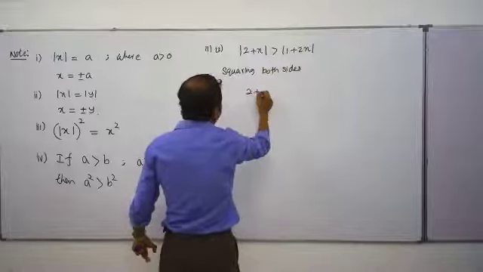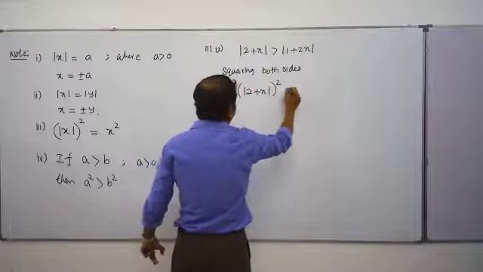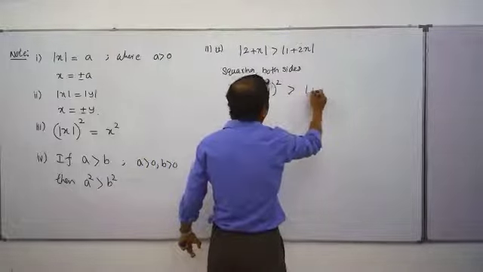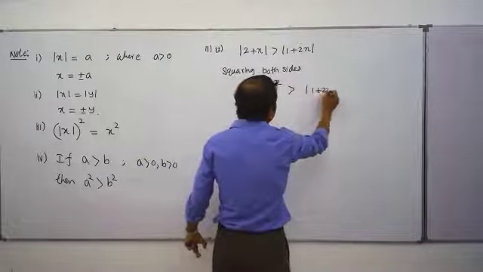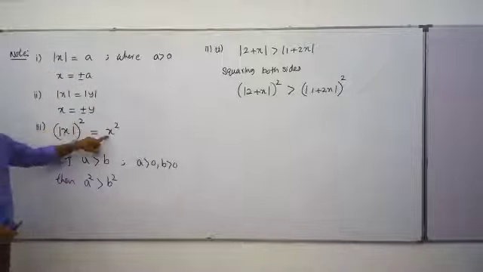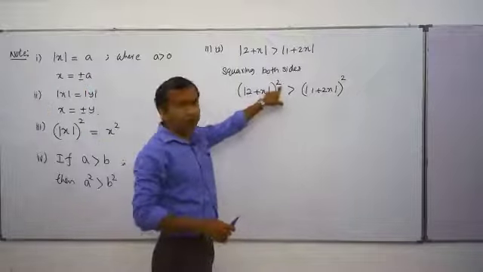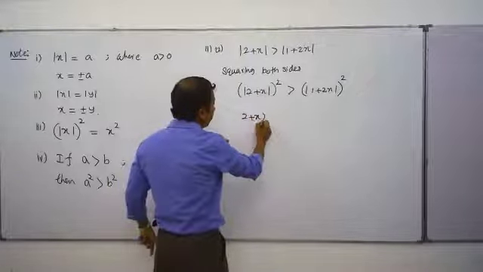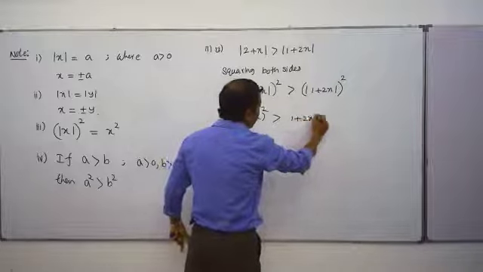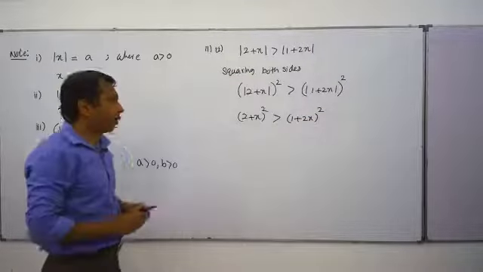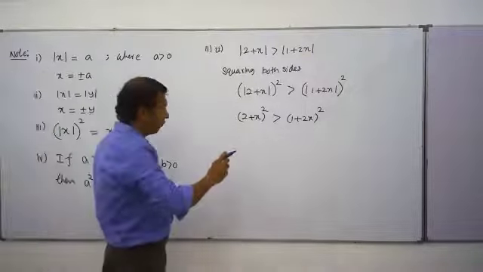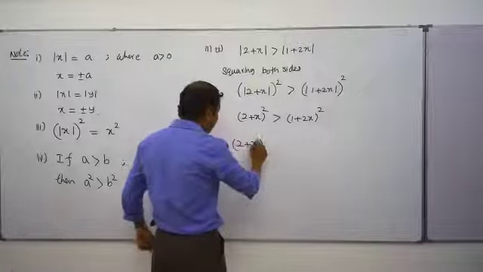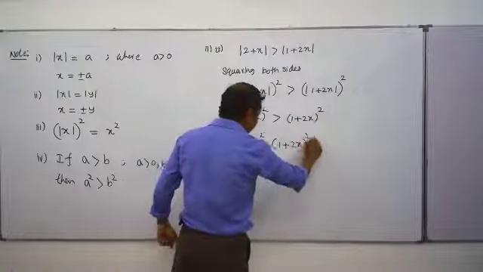Then we get mod 2 plus x, perfect squared, greater than mod 1 plus 2x, perfect squared. When you square a modulus sign, as we said, the modulus sign will be eliminated. So this can be written as 2 plus x perfect squared, greater than 1 plus 2x perfect squared. Now don't expand; bring the right hand side term to the left hand side: 2 plus x perfect squared minus 1 plus 2x perfect squared greater than 0.